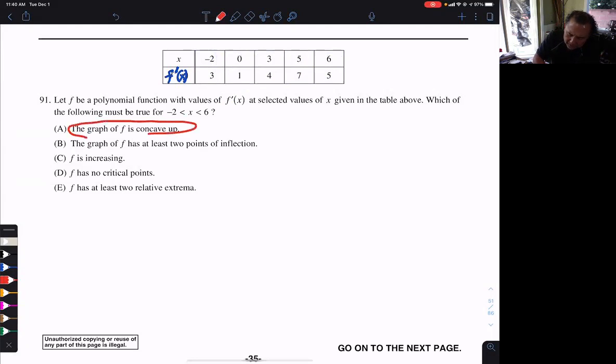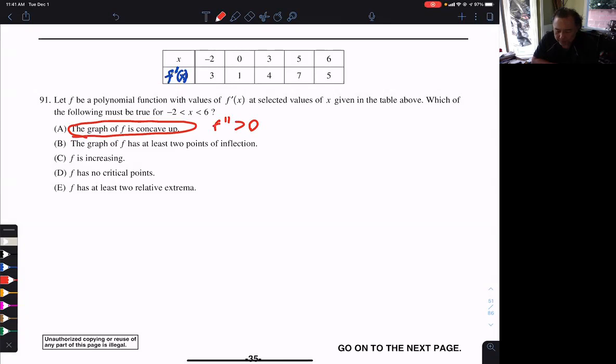The graph is concave up. In your brain, you better think, oh, that means the second derivative is always positive. That's what you should be thinking. If not, you are in trouble. This is the quiz we had like 50,000 times before break, based on all these. You have to know all those basic justifications. So part A is saying that the second derivative is always positive.